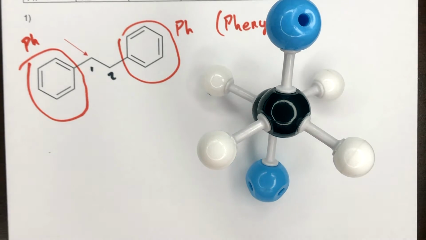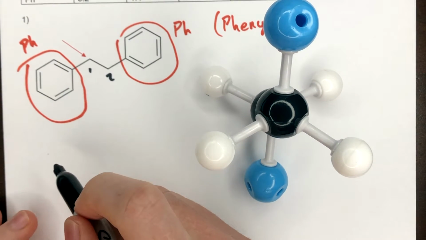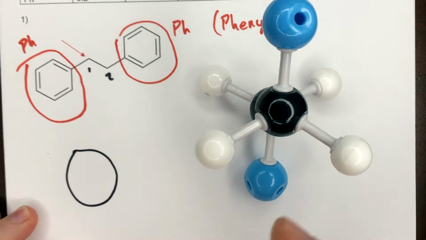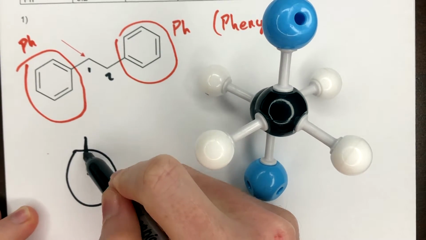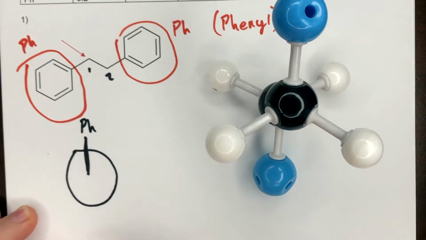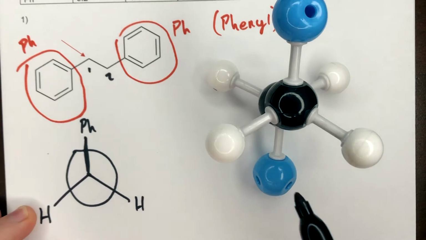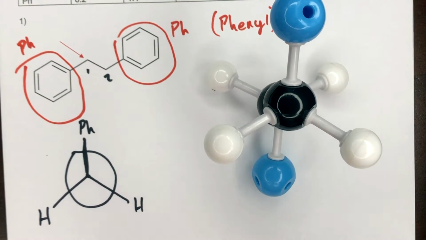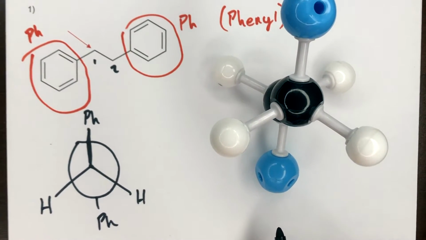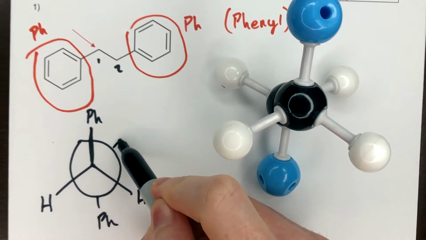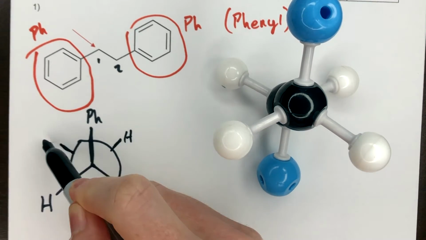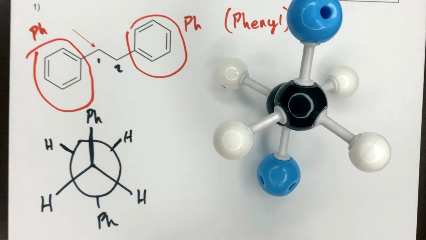Now we just have to draw this as a Newman. So again, we start with our circles. We have this carbon in front that has a phenyl up, a hydrogen to the left and down, and a hydrogen to the right and down. Those are these two hydrogens. Then in the back we have a phenyl, which is now anti to the other phenyl, which was the point of starting with this conformation. And then the two hydrogens are gauche to the other hydrogens and the phenyl. So this is one possible conformation.